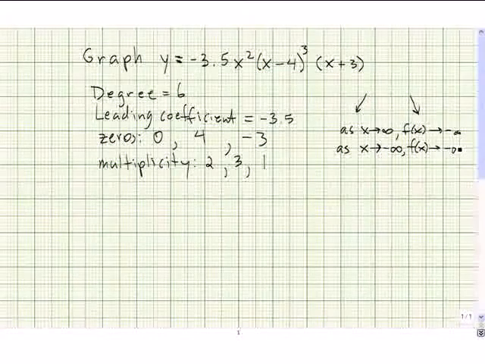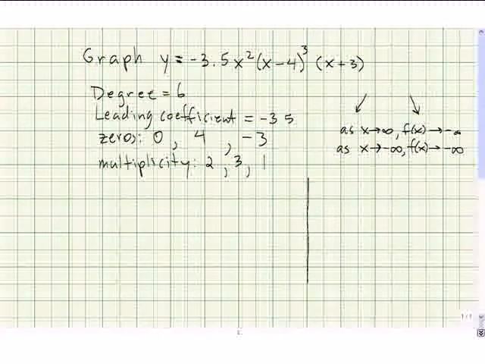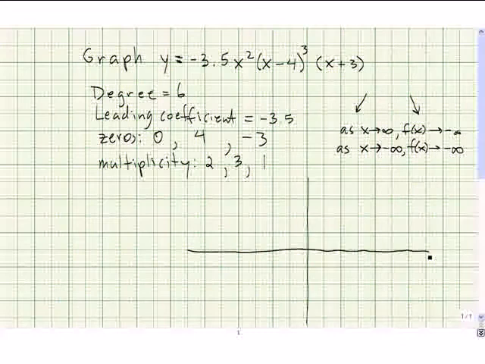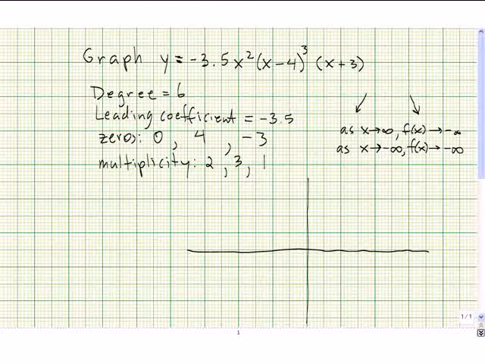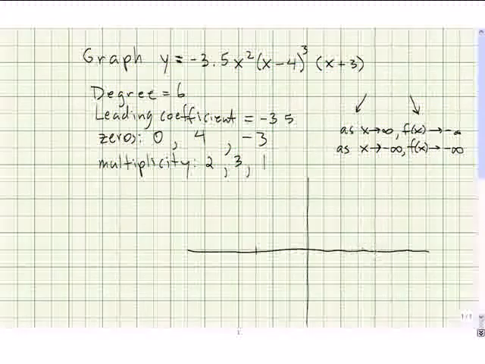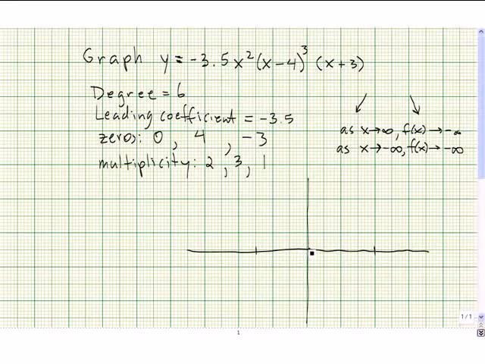Okay, so with all of this information, we can do just a rough sketch of what the graph of this thing looks like. Okay, so let's mark our 3 zeros. We have one at negative 3, one at 4, and the one at 0. Okay, so let's start using this end behavior. We know the graph goes down this way.